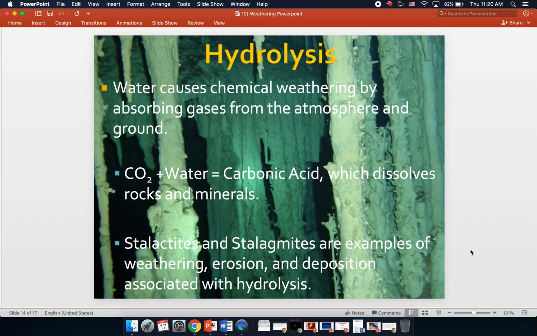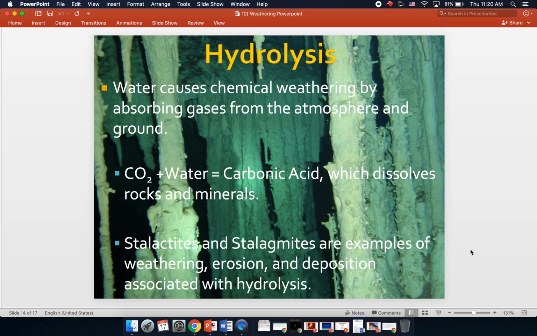All right, with hydrolysis, water causes chemical weathering by absorbing gases from the atmosphere and the ground. When water absorbs carbon dioxide, it forms carbonic acid, which is effective at dissolving rocks and the minerals that make up the rocks. Stalactites and stalagmites in caves are an example of the result of weathering and erosion deposition associated with hydrolysis. So if you've ever been in a cave before, you notice there are these drippings from the ceiling.